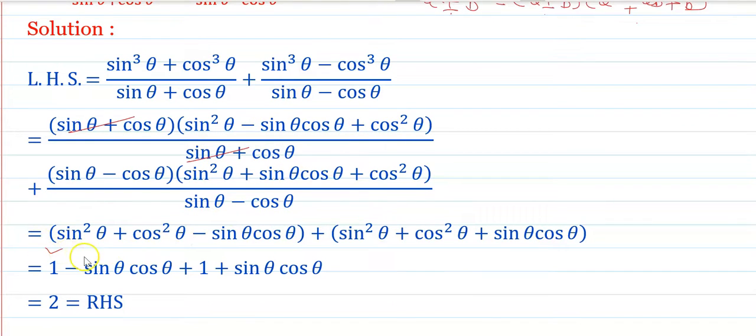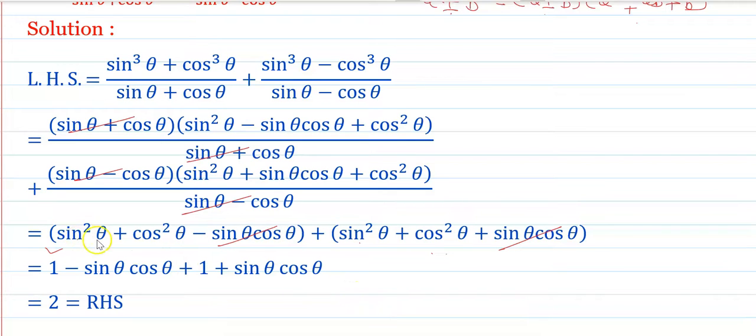This is in the first bracket. What about the next? Sin cube theta minus cos cube theta. Again in the first bracket sin theta minus cos theta, in the second bracket sin square theta plus sin theta into cos theta plus cos square theta, and the denominator is sin theta minus cos theta. Sin theta minus cos theta of the numerator and the denominator get cancelled. Then you will get sin square theta plus sin theta into cos theta plus cos square theta. Now here minus sin theta into cos theta and plus sin theta into cos theta get cancelled.